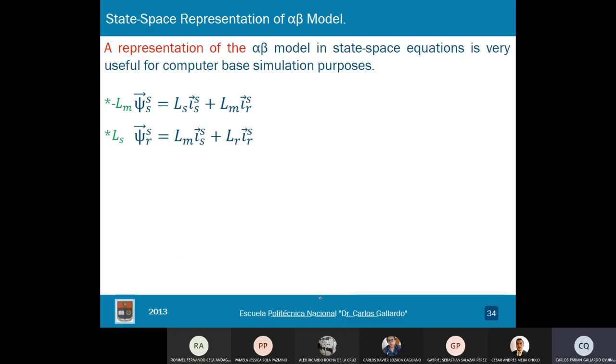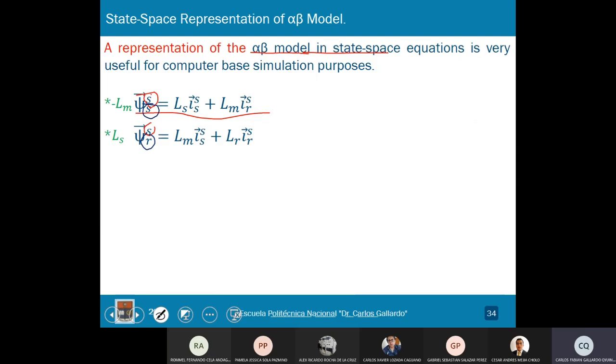From the previous class, I will have a representation of the alpha beta model in state space equation. From the previous class, we know this is the flux. The superscript S means it is represented in the stator reference frame. For the rotor too, I will have this, referred to the stator, the quantities I refer to the stator, and these quantities are referred to the rotor. So we have these two equations.